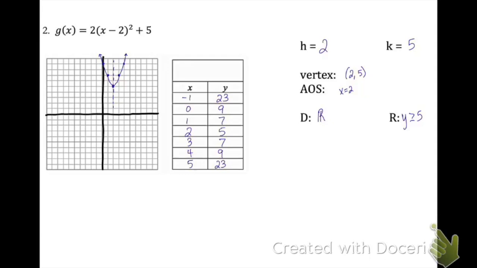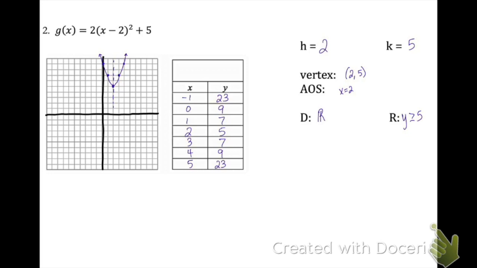All right, and finally, you can check your number 2. So g of x equals 2 times x minus 2 squared plus 5. So our h and k values are at 2, 5, and that's our vertex. Axis of symmetry is at x equals 2. Our domain will be all real numbers, and then our range will be the y's that are greater than or equal to that k value, the y value of the vertex, 5.